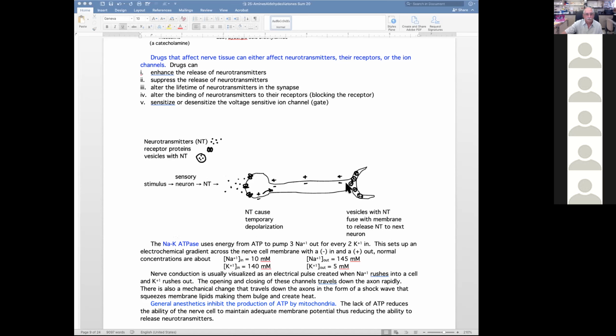The other thing you can do is alter the binding of the neurotransmitters to their receptors. You can block the receptors. So if I block these receptors right here, the natural agonists, neurotransmitters, are not going to be able to bind there and depolarize that nerve cell.